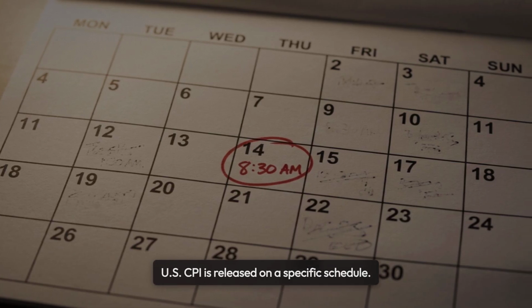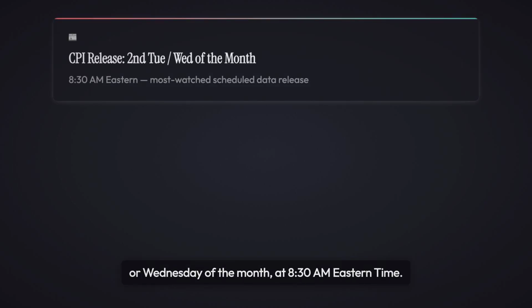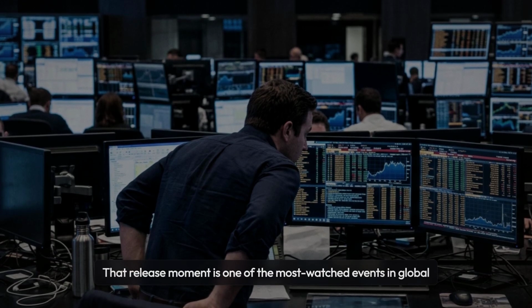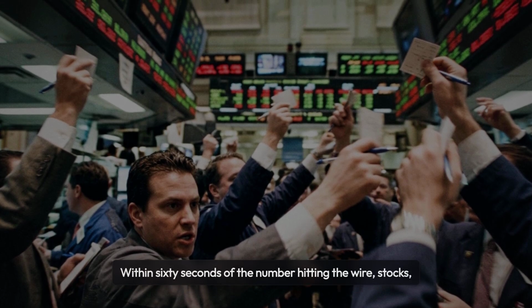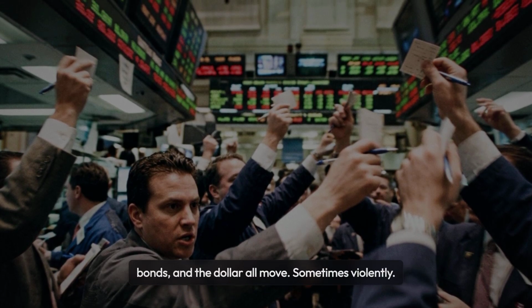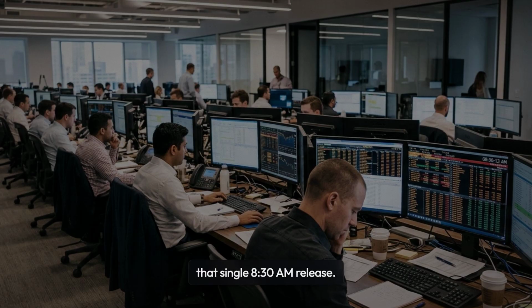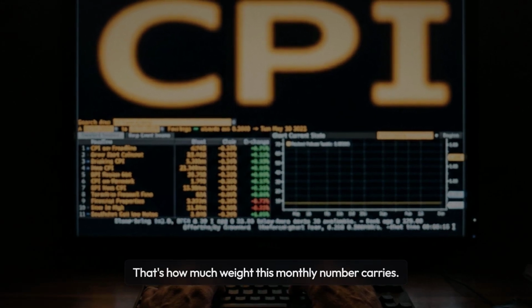U.S. CPI is released on a specific schedule, usually the second Tuesday or Wednesday of the month at 8:30 a.m. Eastern Time. That release moment is one of the most watched events in global finance. Within 60 seconds of the number hitting the wire, stocks, bonds, and the dollar all move, sometimes violently. Hedge funds run entire trading strategies built around that single 8:30 a.m. release. That's how much weight this monthly number carries.